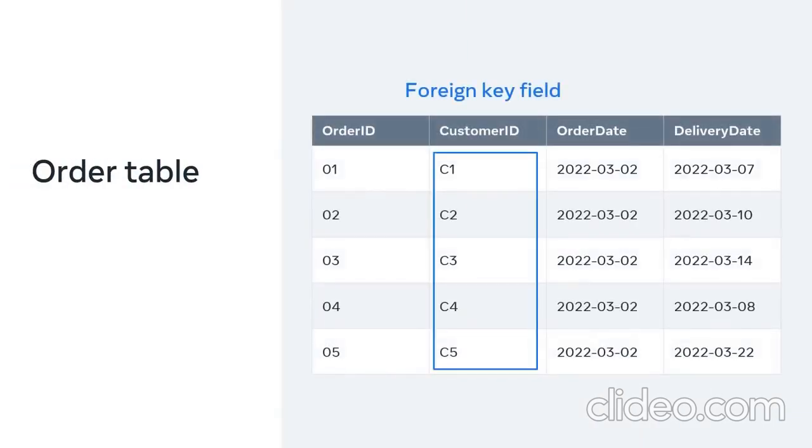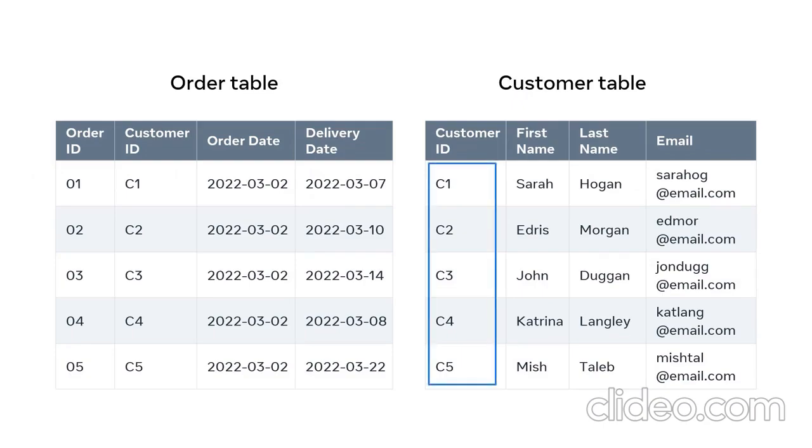And because of this relationship, you can pull data in a meaningful way from both tables. The customer ID field in the order table is known as the foreign key field. A foreign key is a field in one table that connects to the primary key field in the original table, which in this case is the customer table. So the customer ID is the primary key of the customer table, but it becomes the foreign key in the order table. This way, the relationship is established and the data in these two tables are related.